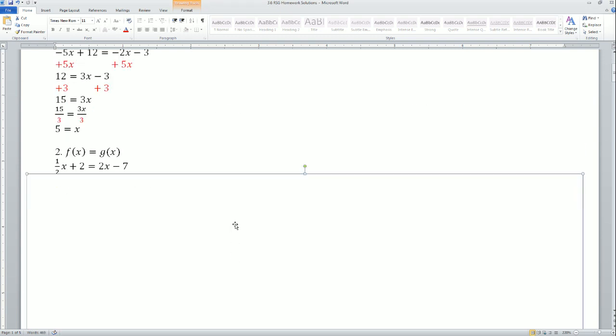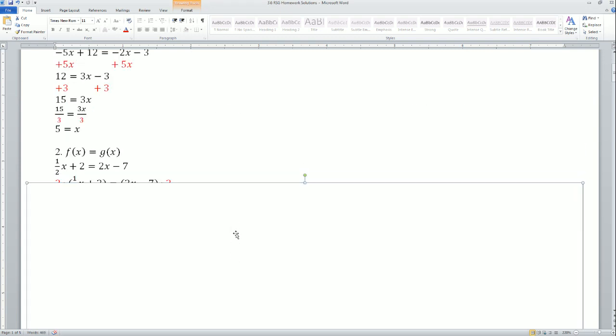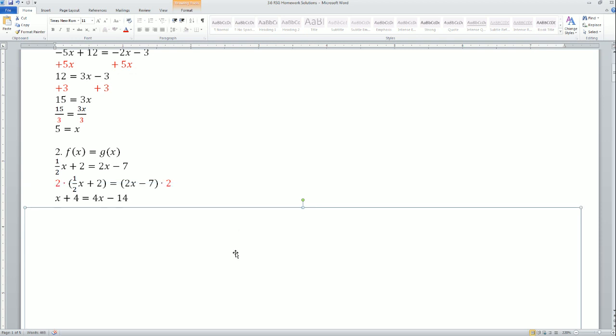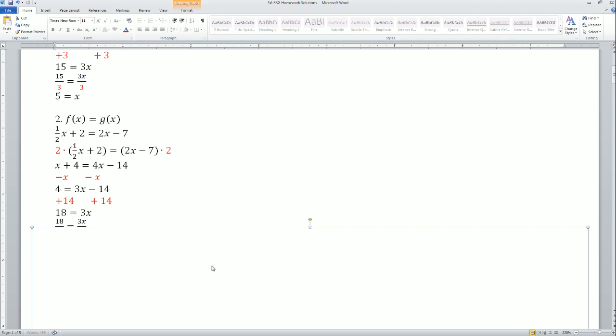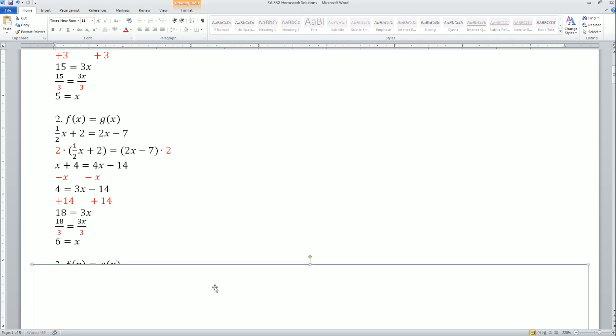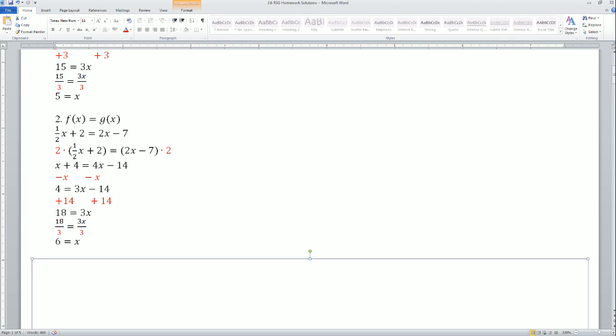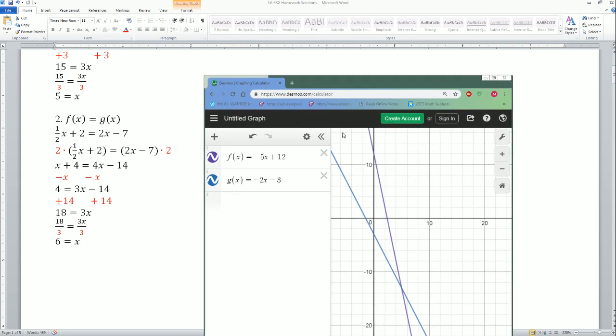One half x plus 2 is equal to 2x minus 7. So I have to get rid of that denominator of 2, so I multiply everything by 2. X plus 4 equals 4x minus 14. Minus 4 from both sides and add the 14. Get the coefficient to 1, so I divide by 3. X equals 6. Again, I want to test this one out, okay?